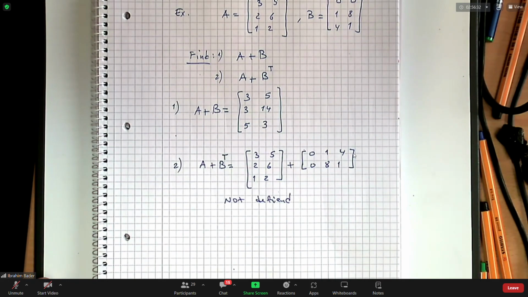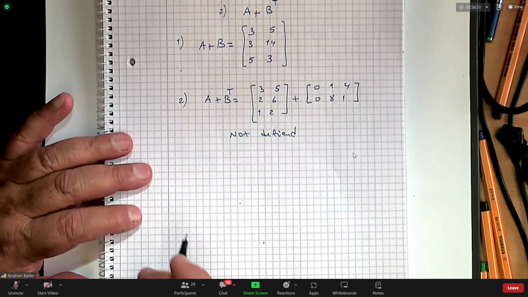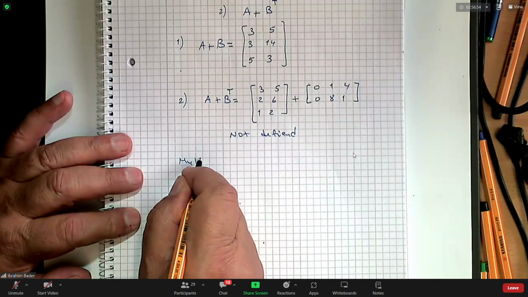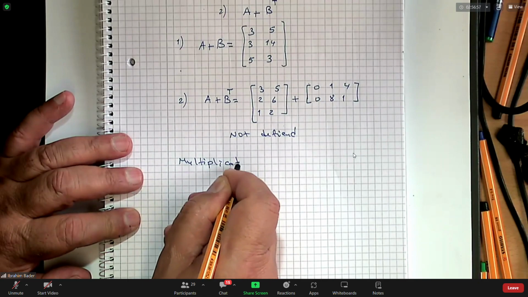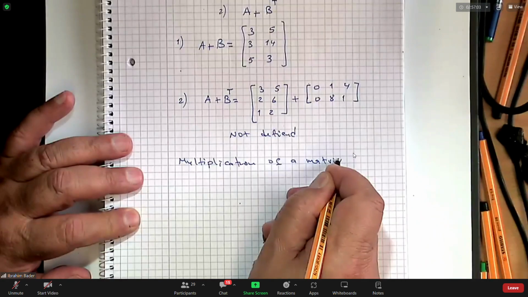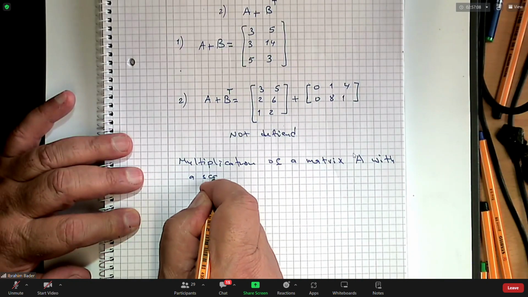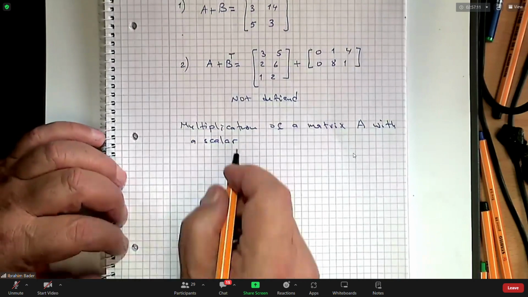Okay, so let's talk about something. Maybe the multiplication here is going to be very different. But multiplication of a matrix A with a scalar, let's just call it K.